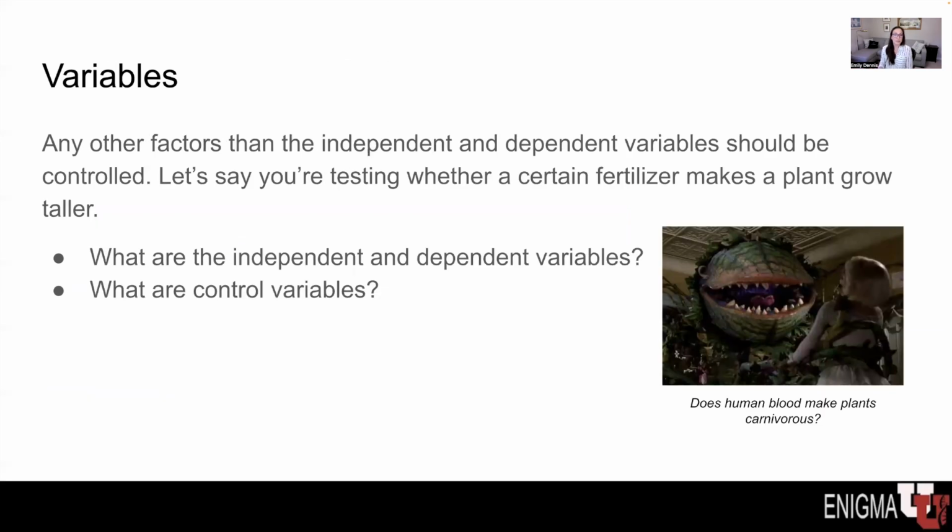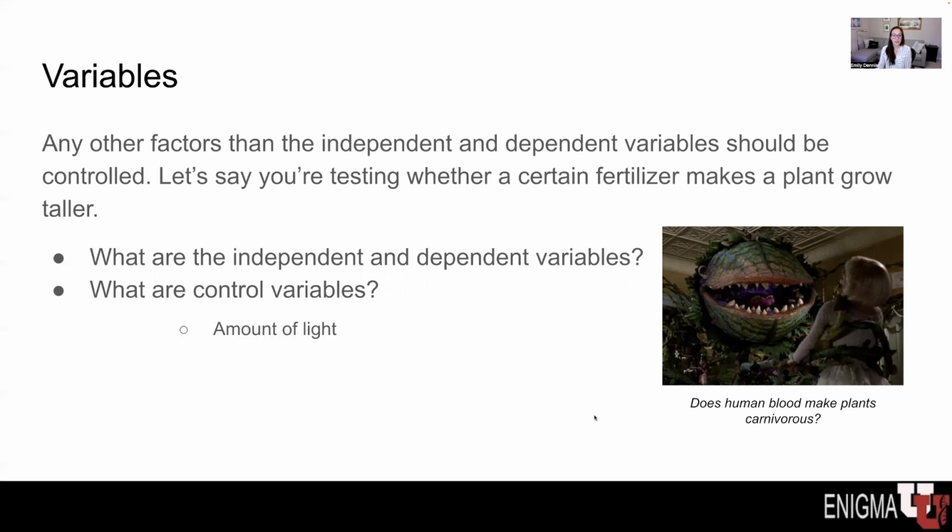Other factors besides the independent variable and the dependent variable should be controlled. So say, for example, you're testing whether a certain fertilizer makes a plant grow taller. What are the independent and dependent variables in this case? Your independent variable would be the different types of fertilizer used, and the dependent variable would be the height of the plant that grows. So what are other variables that could impact how tall a plant grows that you would want to control for?